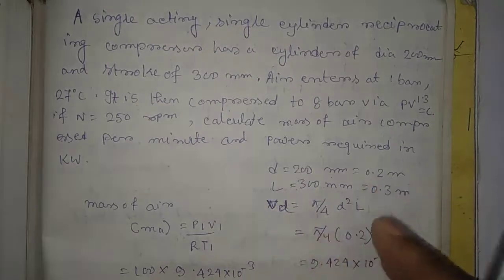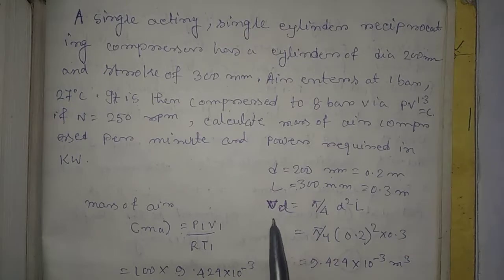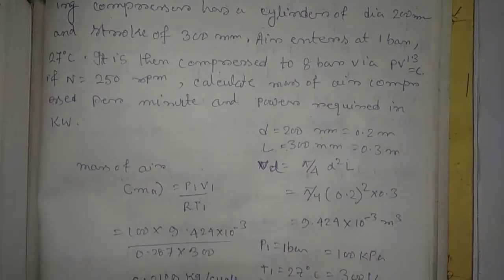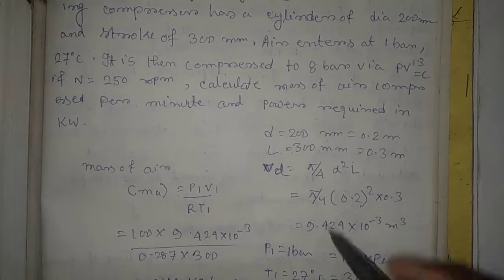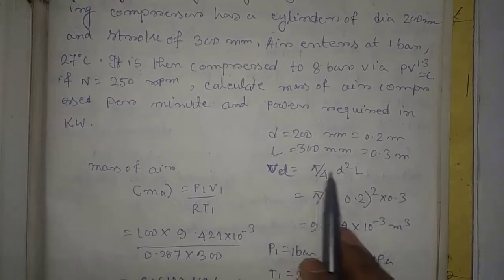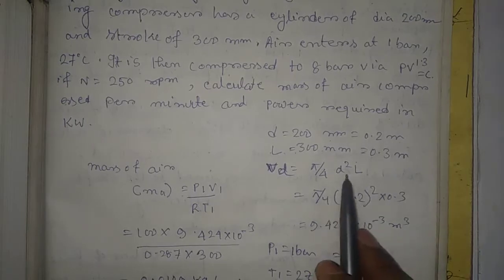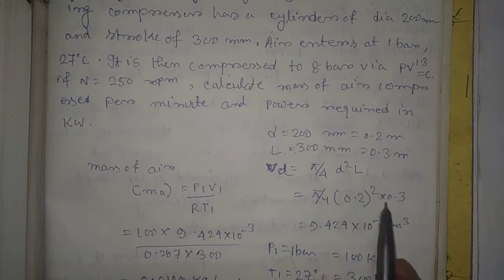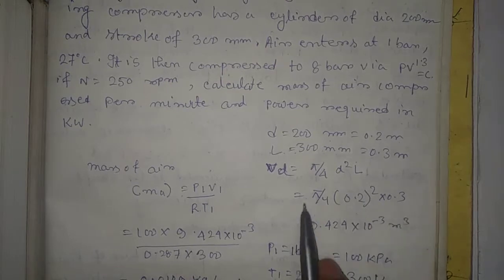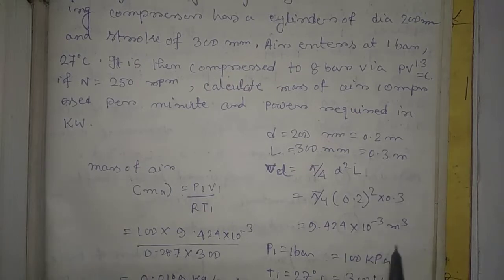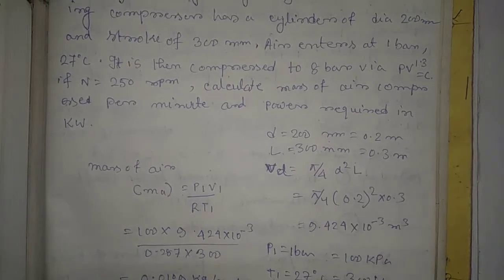As you know, the piston cylinder assembly has some volume. The displacement volume Vd, as the cylinder is cylindrical in shape, will be pi by 4 into d square into L. The value of d is given as 0.2 meter and L is 0.3, right? So the displacement volume will be 9.424 into 10 to the power minus 3 meter cube. This is the displacement volume of the cylinder.